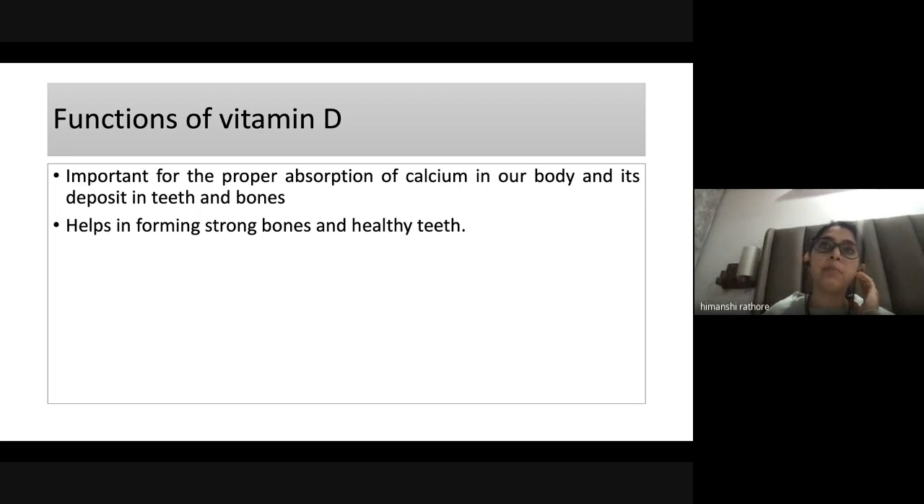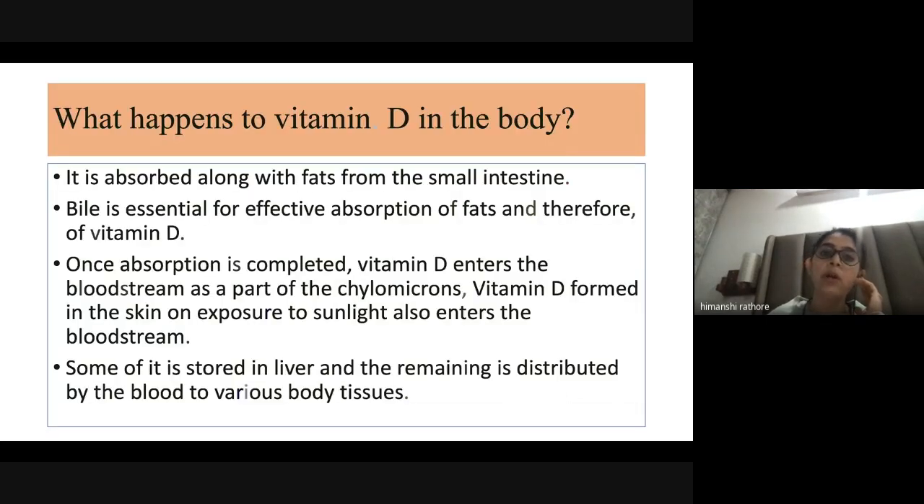This is the important function, and this is the only function vitamin D provides us. Now what happens to vitamin D in the body? How is it absorbed? We discussed in yesterday's lectures how carbohydrate is absorbed, how protein is absorbed.